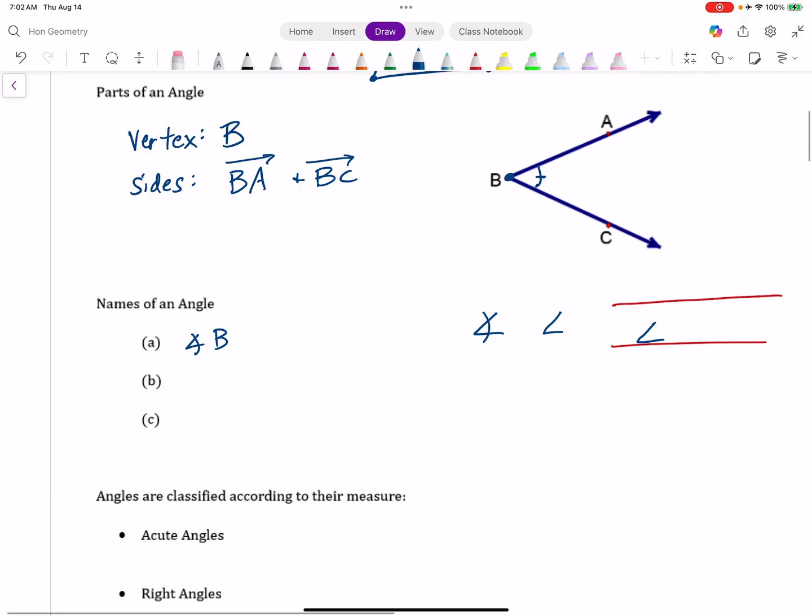There's angle B, or we could work down one side and come up the other. So you could also call it angle ABC. Or you could go the other way. We could call it angle CBA.